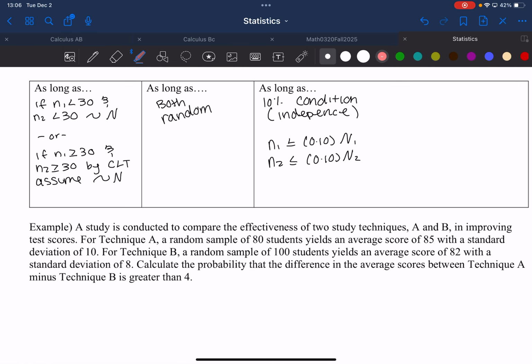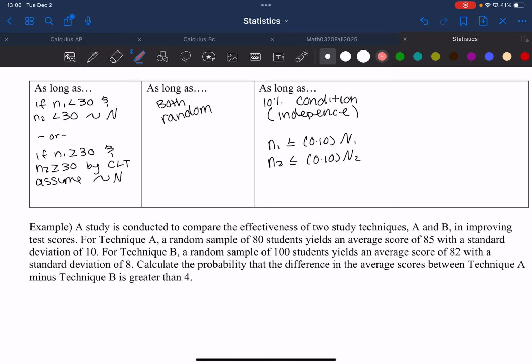Okay, and then we're given one example here, and for this example, I suggest either getting 2 highlighters, or underlining and boxing the 2 different averages that we are going to compare here. So it says, a study is conducted to compare the effectiveness of 2 study techniques, A and B, in improving the test scores. For technique A random sample of 80 students yields an average score of 85 with a standard deviation of 10.